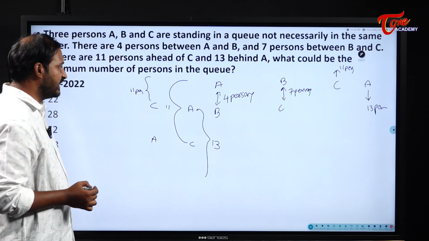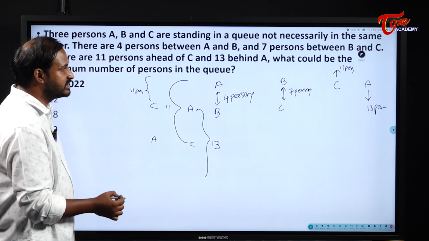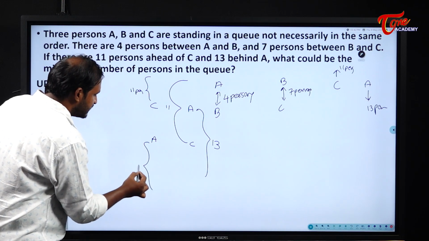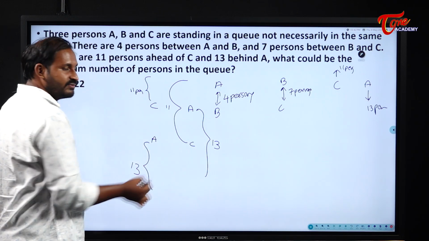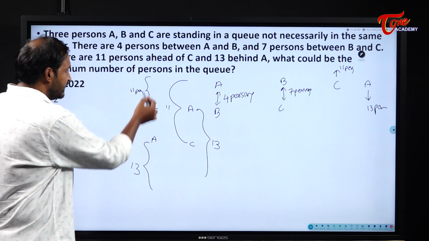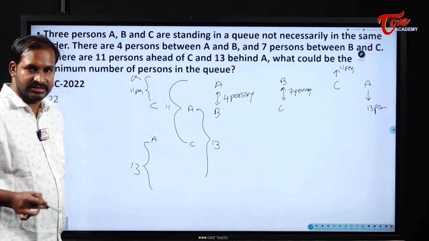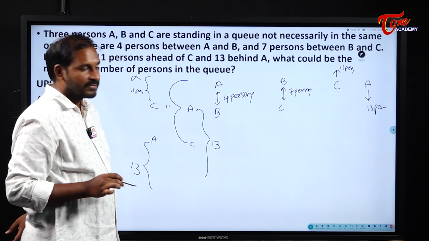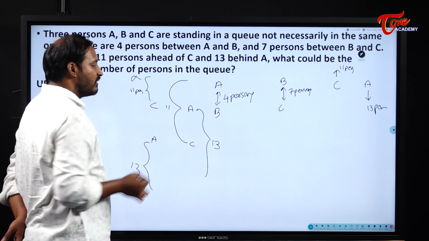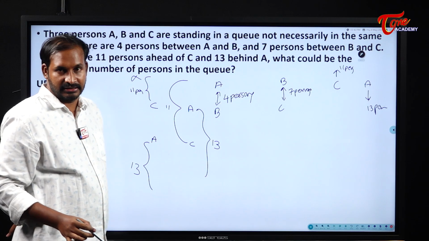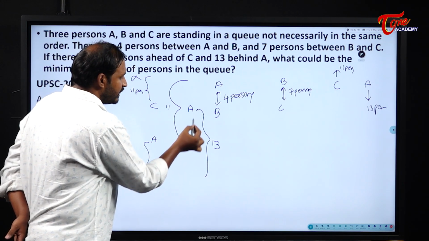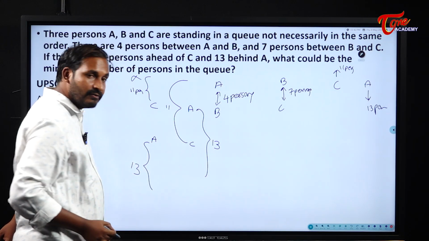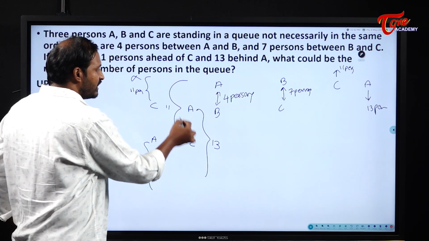Tell me in which case we will have the minimum number of persons? In this case or in this case? In this case we will have many persons, so we will not take this one. Definitely we will consider the other; this is the logic. Why? Because above C I have 11 and below A I will have 13. So including C, above C I will have 11, right?